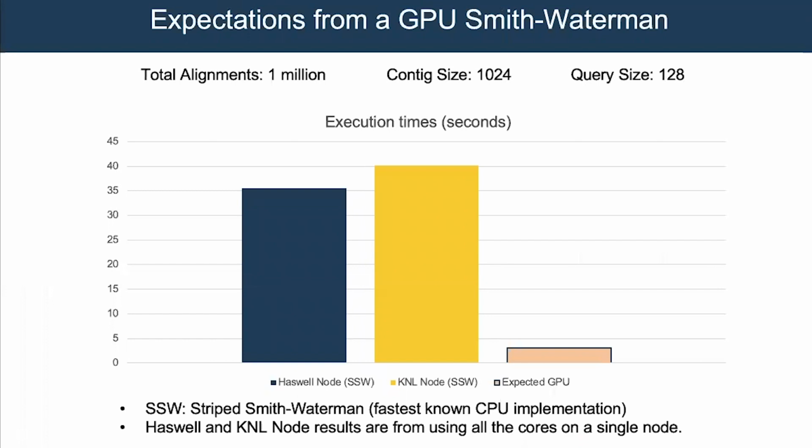Now, before we move on to the implementation, let's put some expectations into perspective. I did some runs on the Haswell node of Query and the KNL node using the fastest non-GPU implementation of the same algorithm. And we were able to perform 1 million alignments in about 36 seconds using the Haswell node. Now, considering the peak performance of the V100 GPU and the Haswell node, we can get a theoretical idea of how well we can do on a GPU. So this would be our theoretical target that we want to achieve with the GPU. We're looking at a speedup of 7 to 8x. Let's see if we can achieve that.